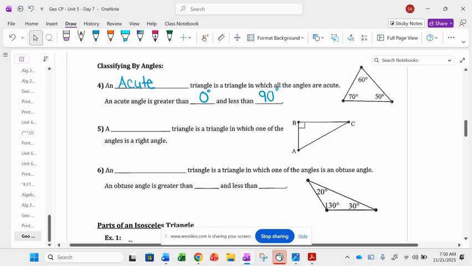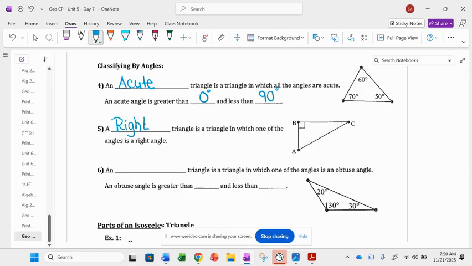Okay, a right triangle is a triangle in which one of the angles is a right angle. Why am I not able to have two of the angles be right angles? Any ideas? Any guesses? So I said, if you have one right angle, then it's a right triangle. Why can't I have two right angles in a triangle? Jonah? Say it one more time. Good. You're right. Why?